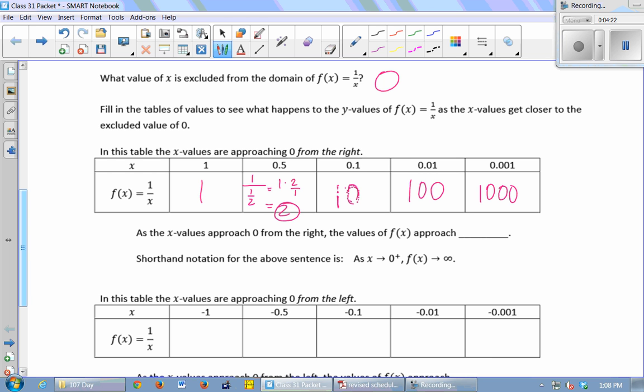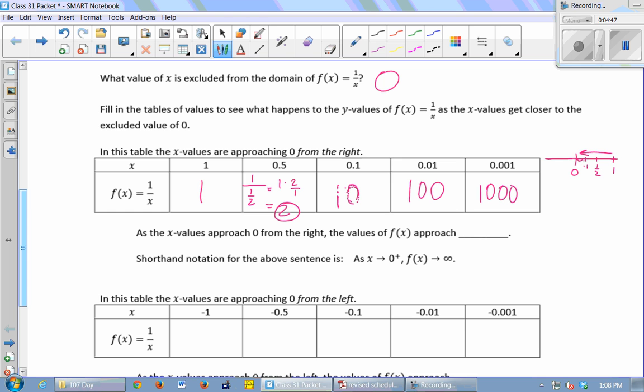All right, so in this table, my x values are approaching 0 from the right side of 0. So if you picture a number line, right, here's 0. I started with 1, and then I went 1/2, and then I went 0.1, and I got closer and closer to 0, moving through numbers from the right of 0. Okay, so we say x values are approaching 0 from the right.